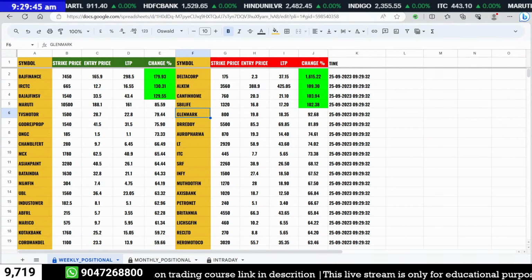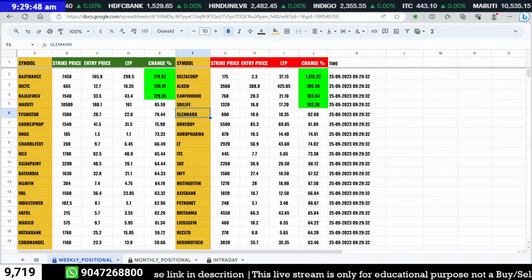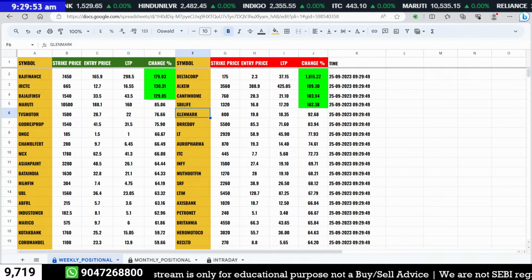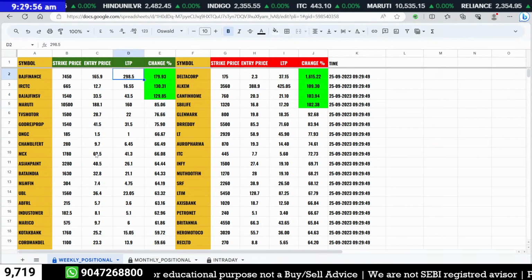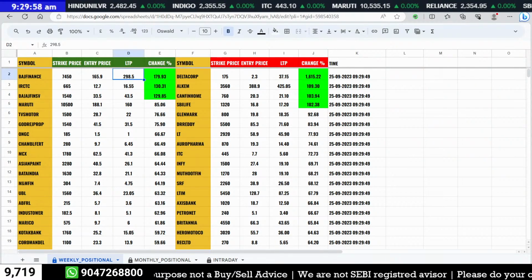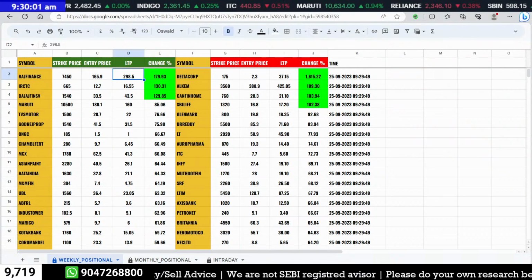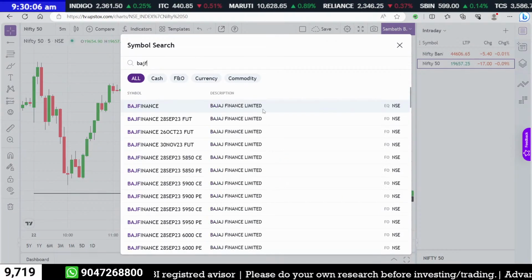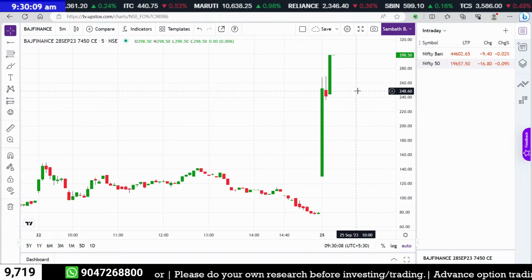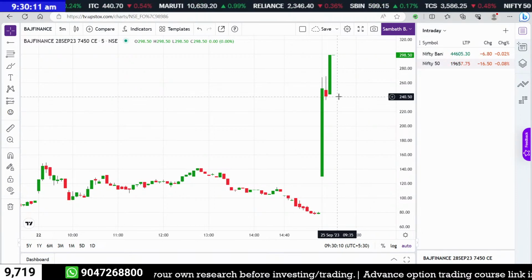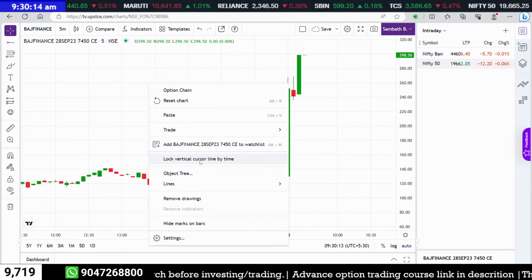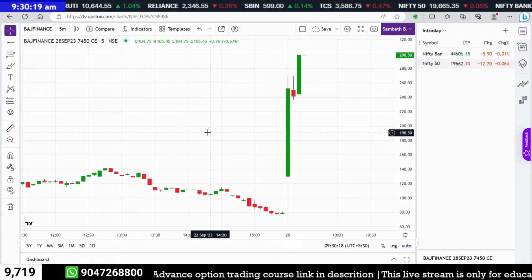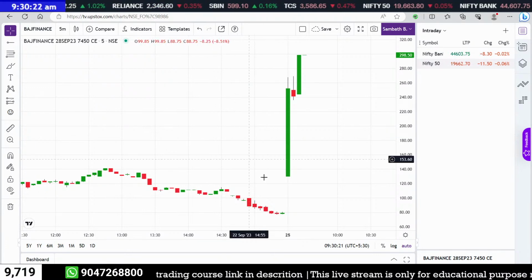The time is 9:29. After 9:30, we can plan for a breakout and fresh breakout. That's very important, so don't wonder. If you are focusing on a quick scalping trade, there is a huge move in Bajaj Finance that already went higher. Looking at Bajaj Finance 7450, again from this 240 level to 300. The lot size of this is around 120. So a sudden quick move after the opening. 120 to 298 in the first 15 minutes.